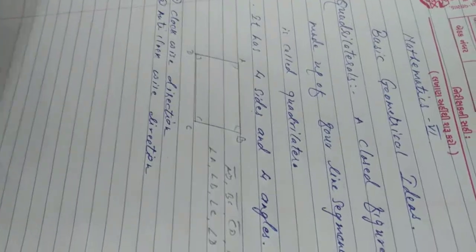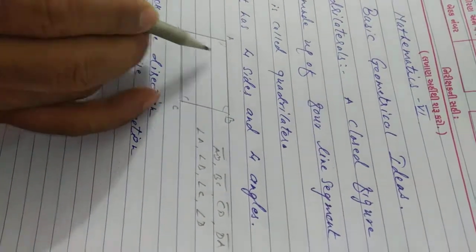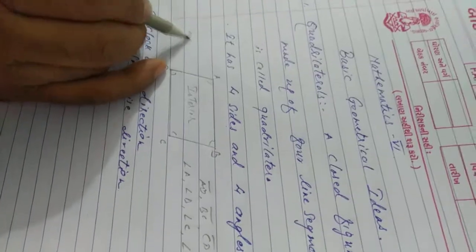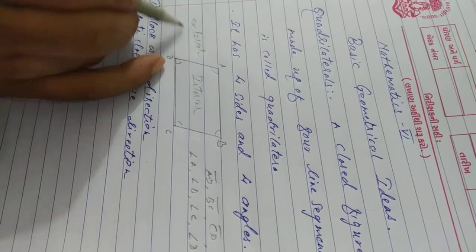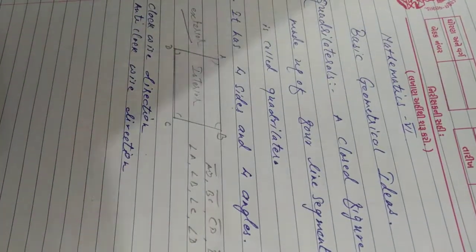So all of you understood about it. Whichever part is covered inside it is known as what? Interior. And whichever is outside it is known as what? Exterior of the quadrilateral. Now let's try to learn exercise 4.5.